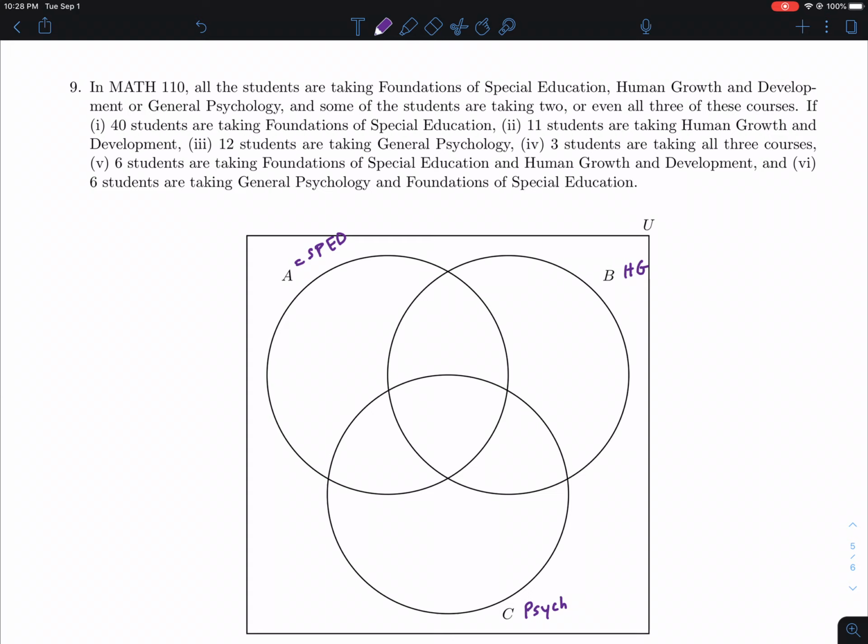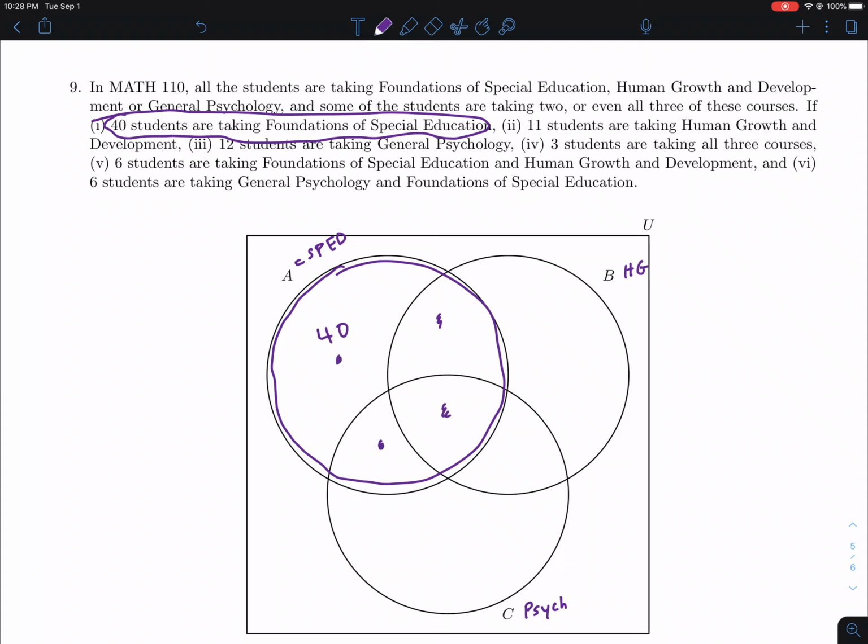The reason we have to be really, really careful when we're filling out these diagrams is that we don't actually want to start with the beginning numbers. When it says that 40 students are taking Foundations of Special Ed, that doesn't mean we're going to have a 40 there. What that means is this whole entire circle will add up to 40. So there's going to be some numbers here, here, here, and here, and if you add all 4 of these regions together, that'll equal the 40.